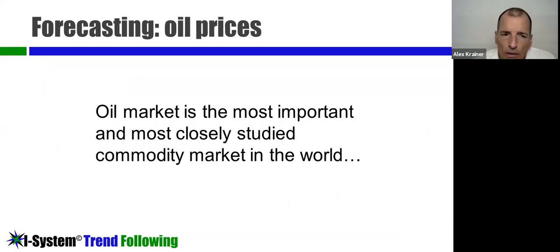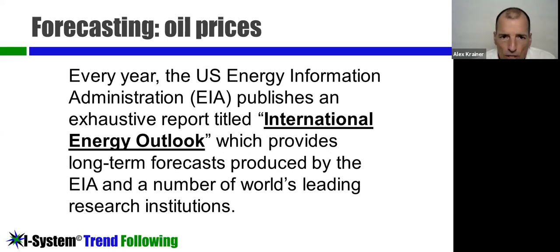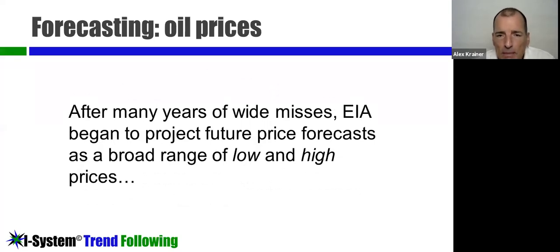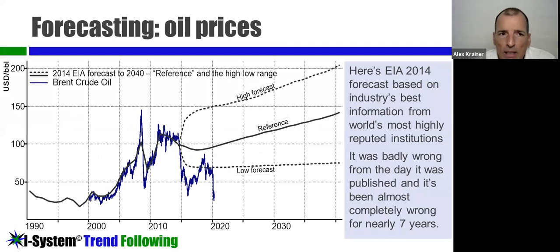The second example concerns the oil market, which is again important because it's the largest and most closely studied commodity market in the world. Every year, the U.S. Energy Information Administration publishes an exhaustive report titled International Energy Outlook, which provides long-term forecasts produced by the EIA itself, as well as a number of the world's leading research institutions. After many years of wide misses, the EIA began to project future price forecasts as a broad range of low and high prices. What you see here is their 2014 forecast, based on the industry's best information from the world's most highly reputed institutions.